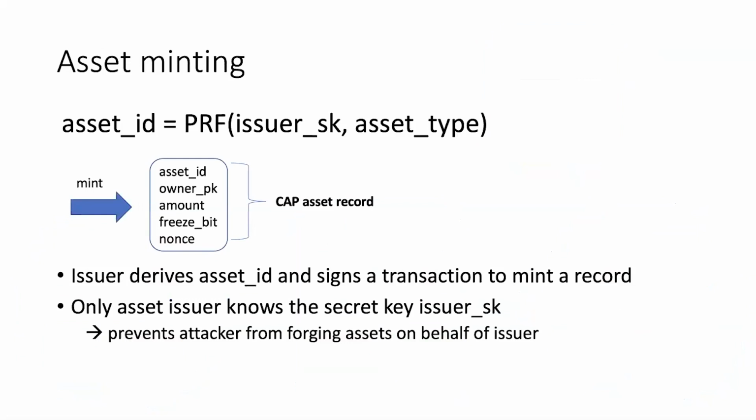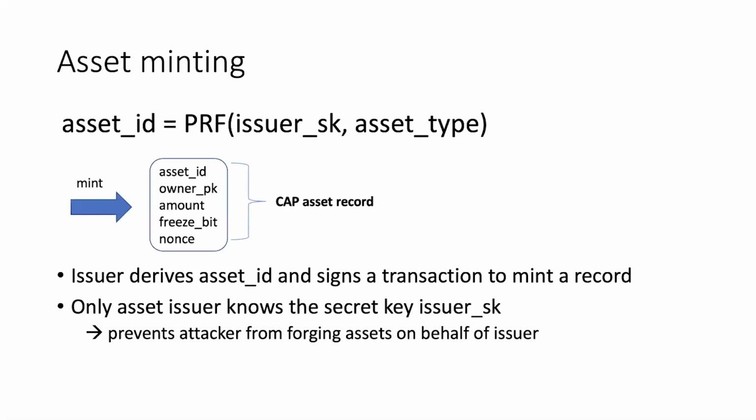So how do we define assets? Well, when an issuer creates an asset, it derives an asset ID based off a pseudorandom function of its secret key as the issuer and some description of what the asset is, right? So you could have 2 different issuers create assets with the same description, but they will be different assets because there are different issuers. You want to prevent someone from forging assets on behalf of an issuer that they are not. So you wouldn't want someone to be able to create assets of USDC if they're not Circle, for example.